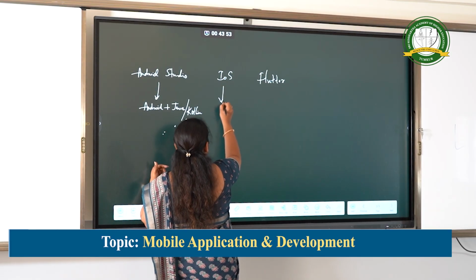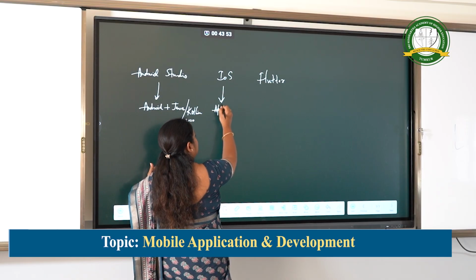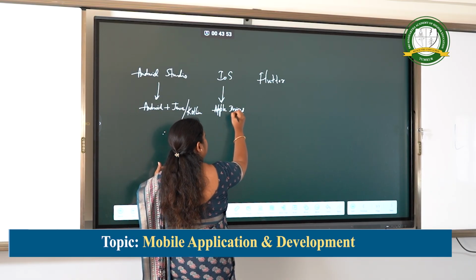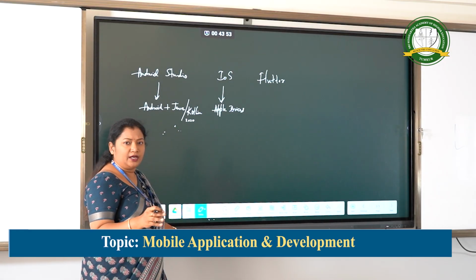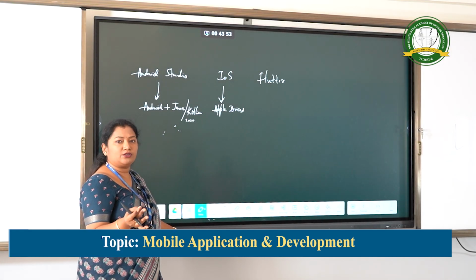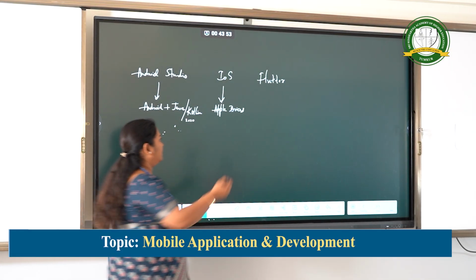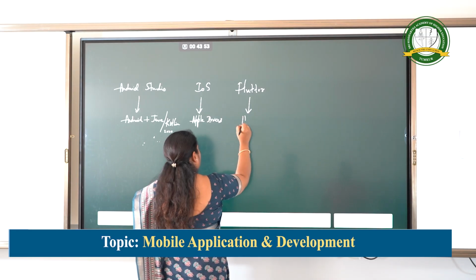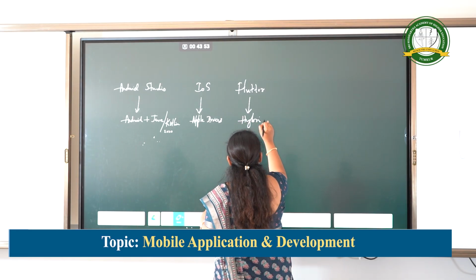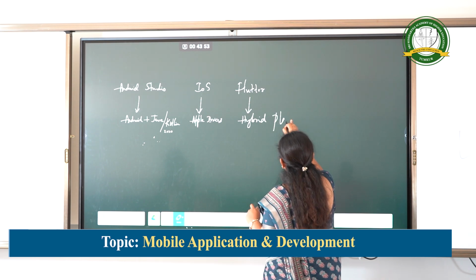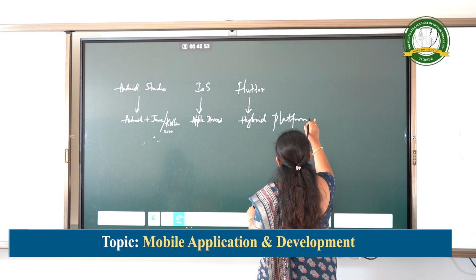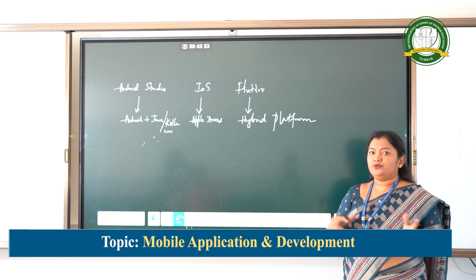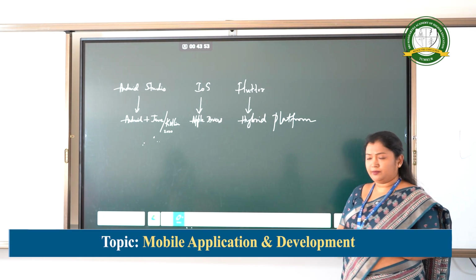Next, iOS. If you develop mobile applications in iOS, they are suitable for Apple devices. It could be Apple Watch, Apple iPhone mobiles, or iPad tablets. Those are the different Apple devices. Now, what is Flutter? It is for hybrid platforms. What do we mean by hybrid? You already know: combining two different platforms, I can say, is hybrid.